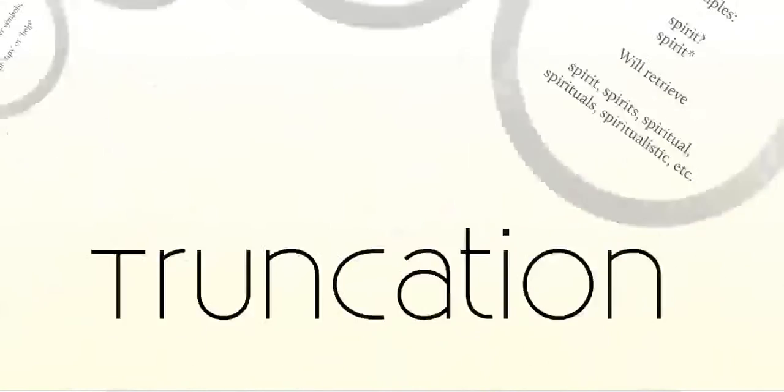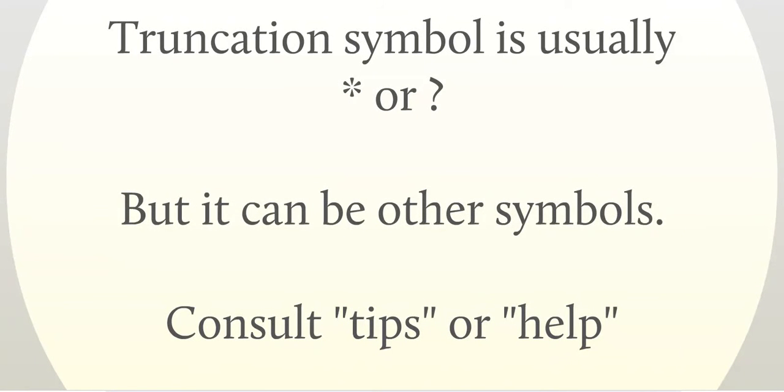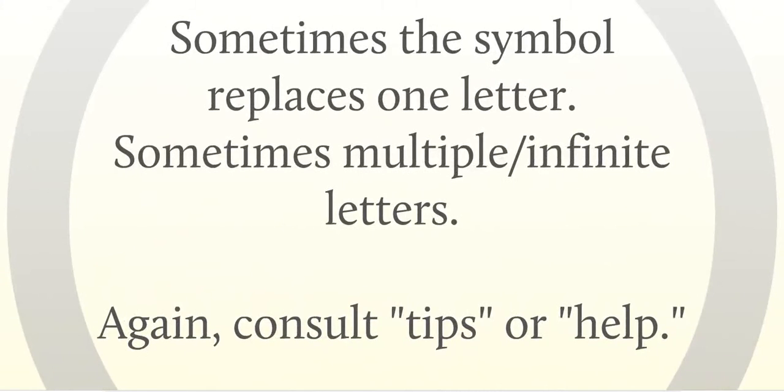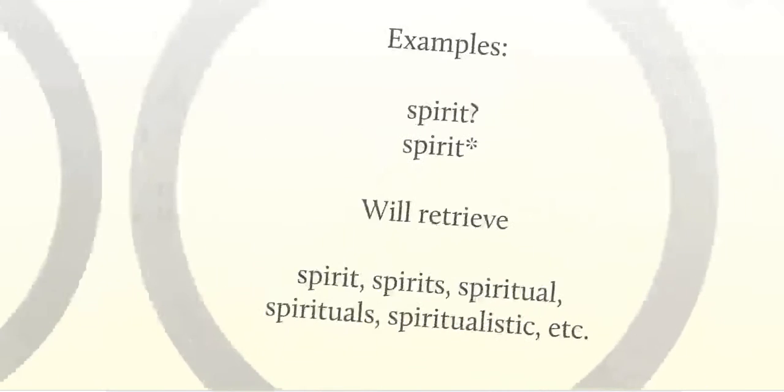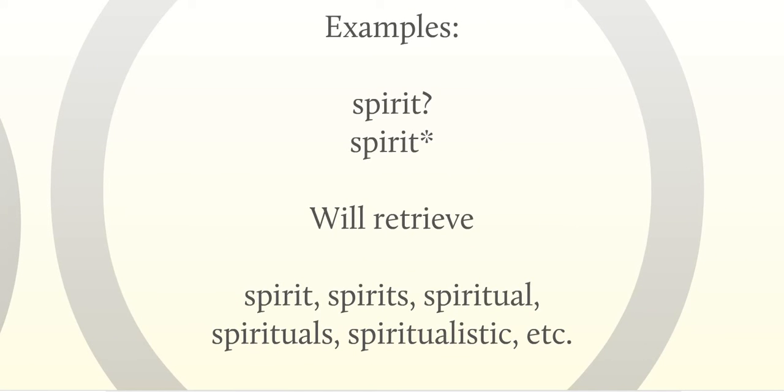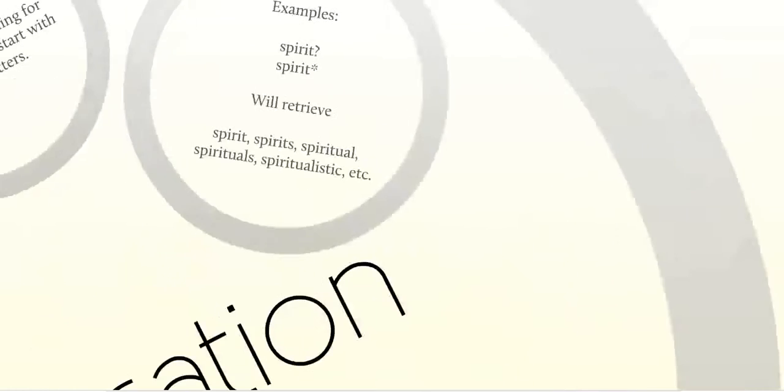Truncation and wildcard are two more important tools. So let's look at truncation. The truncation symbol in most databases is usually a star or a question mark, but it can be other symbols. Again, consult the tips or help page to determine which one the database expects. Sometimes the symbol replaces one letter, sometimes it replaces multiple or even infinite letters. So again, you'll want to look at the tips or help page to determine what the database is going to do. This is excellent for searching for related words that start with the same letters. So for example, entering spirit with a question mark or star will retrieve spirit, spirits, spiritual, et cetera.